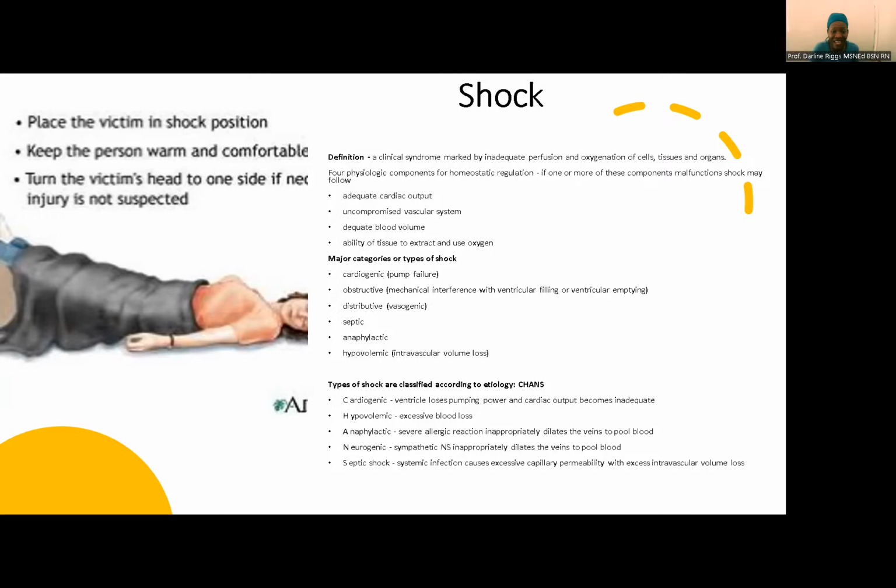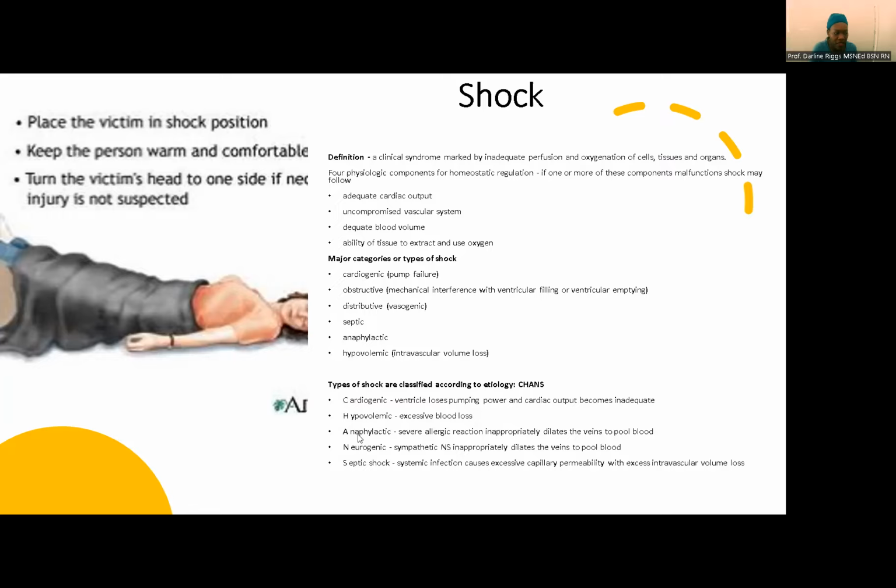Anaphylaxis is allergy, right, an allergic reaction. And hypovolemic: hypo, not enough, volume. Okay, hypovolemic. So these are the different categories or types of shock. And you could come up with a little mnemonic to remind you or reinforce some of this. So there's cardiogenic, there's hypovolemic, there's anaphylactic, there's neurogenic, and there's septic.